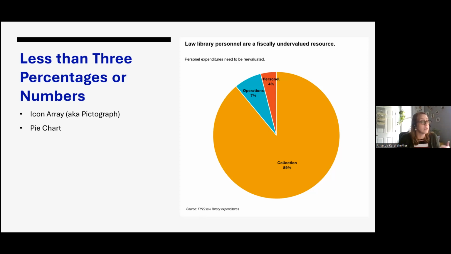So here in this fake budget data, you come out strong with what you want them to take away. Law library personnel are a fiscally undervalued resource. Subtitle, I want personnel expenditures to be reevaluated, because only 4% is going to personnel and 89% is going to collections. 4% versus 7% on operations. So you've got to think about what's the takeaway. Pie charts are great when you're trying to show that the proportions are out of kilter.